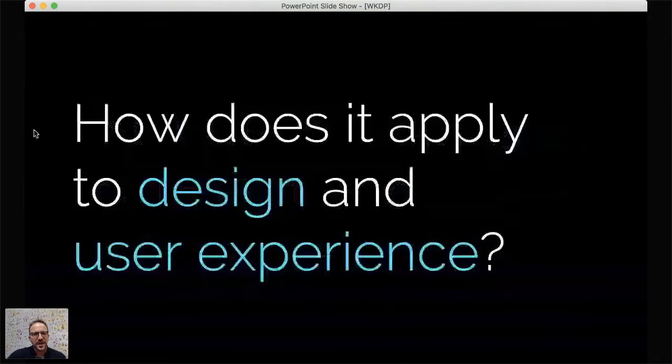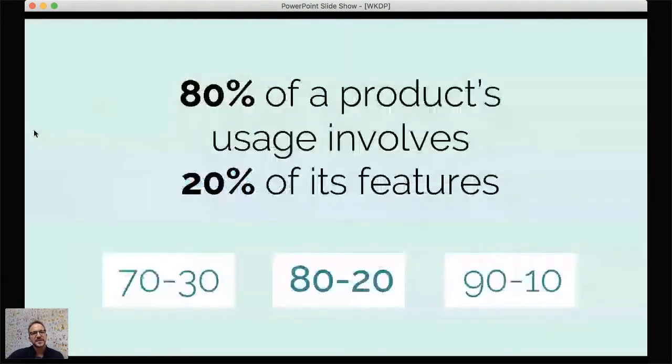So maybe the question that you are wondering by now is, how does this apply to design and user experience, right? After all, we are talking about design principles. So it applies in this particular way. 80% of a product's usage involves 20% of its features.